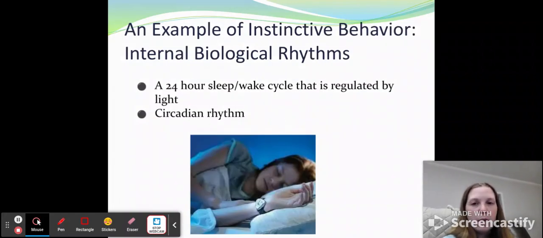Another instinctive behavior is an internal biological rhythm or a biological clock. And when I say that, I don't mean in terms of reproduction. I mean in terms of when your body gets tired to go to bed, things like that. So a 24-hour sleep-wake cycle that is regulated by light. This is known as your circadian rhythm.